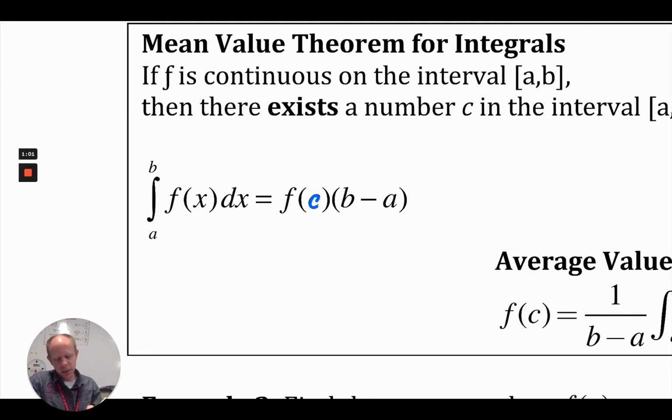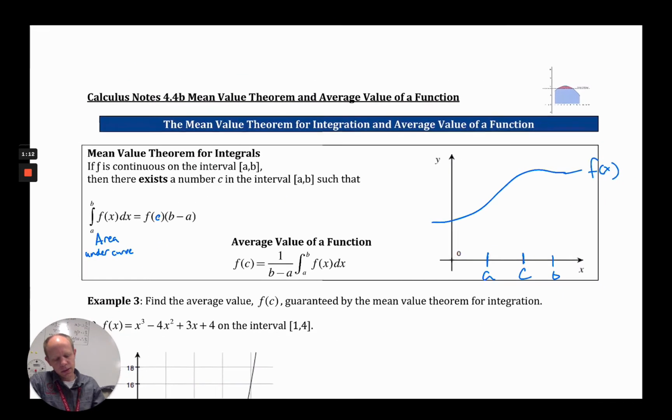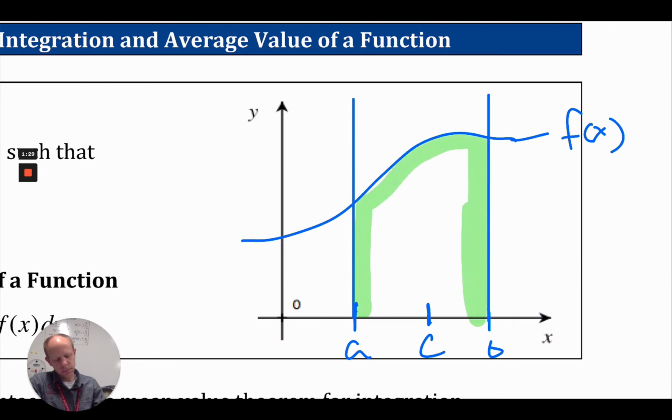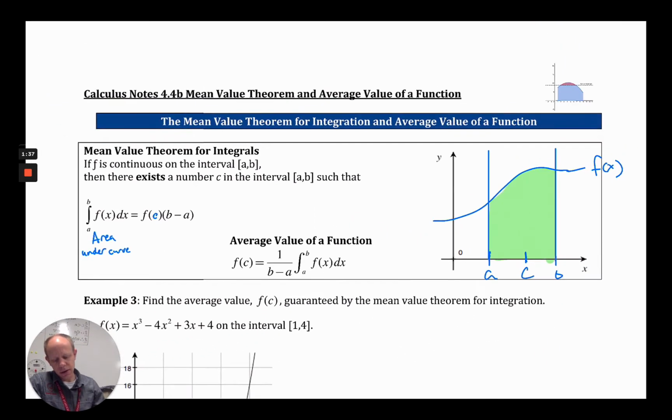Well, what is this? If you look at the definite integral from a to b of f at x dx, you can think of this as the area under the curve. And so if I were just to extend these sides up here a little bit, we'll be able to see that area just a little bit better. And so the area under the curve would be right here. Okay, we'll fill that in. So that is our definite integral.